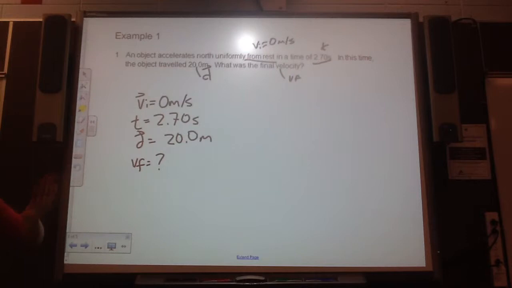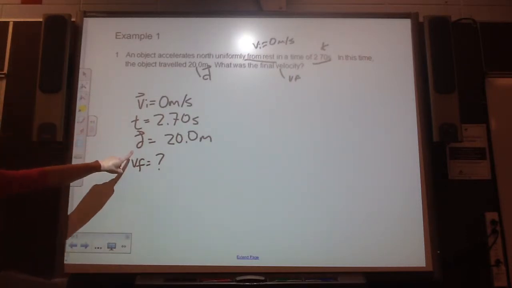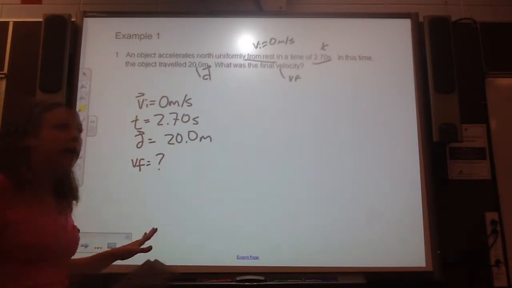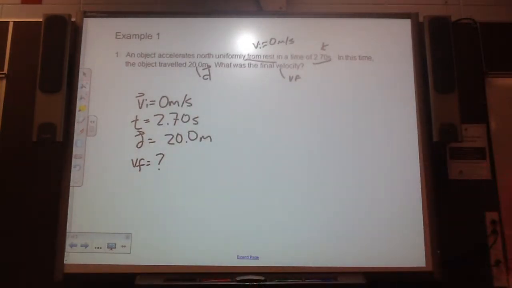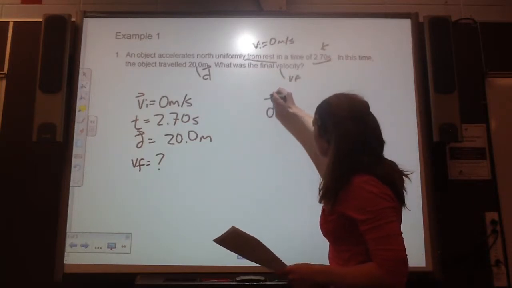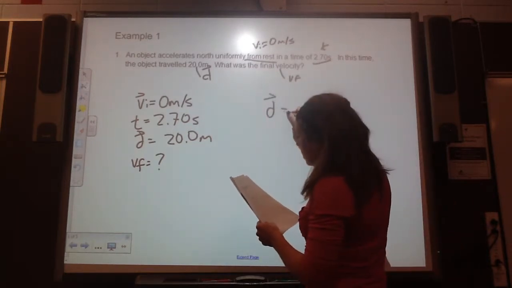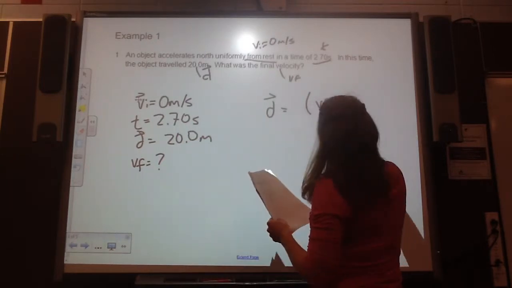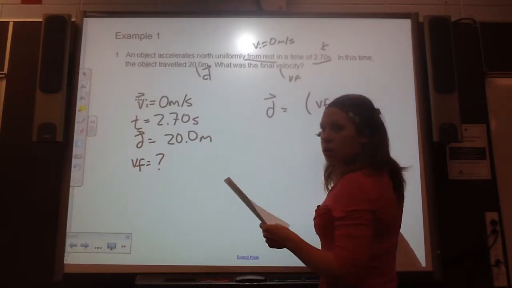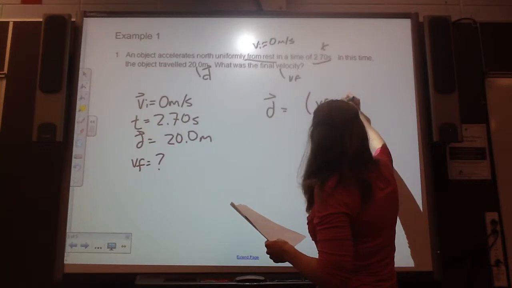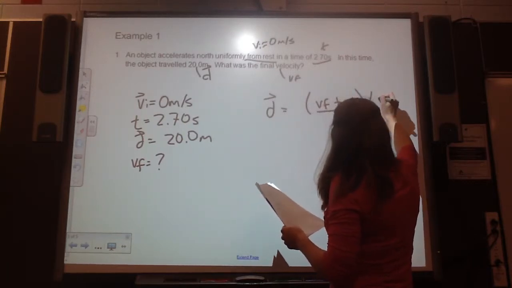Okay? So now you go to your formula sheet and you think, what formula has these 4 things in it? Nothing more, nothing less. Which formula has these in it? So we go to our formula sheet and we check. And you should find that D is equal to Vf minus Vi, right? Right? Vf minus Vi? Or is it plus? It's plus. Oh, okay. Divided by 2 times by T.